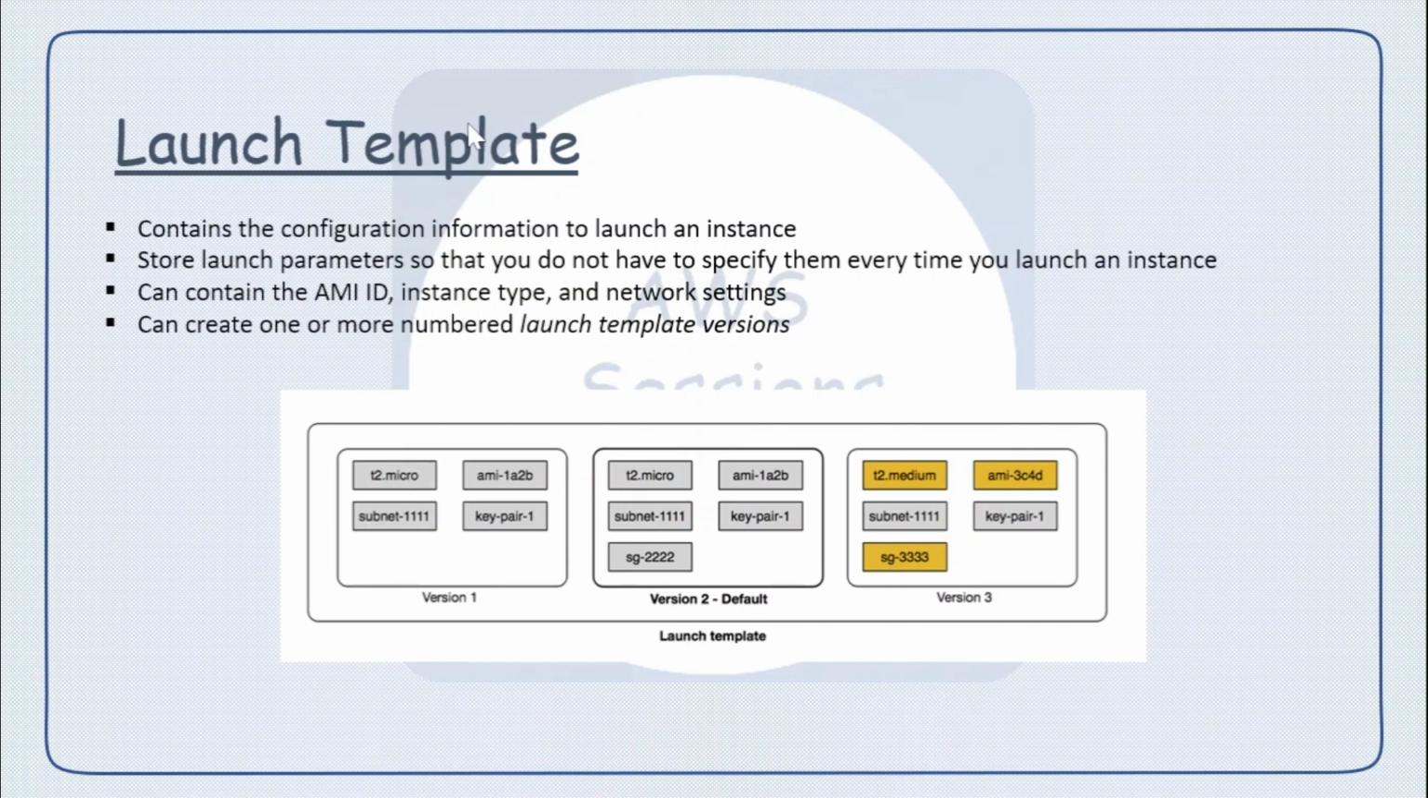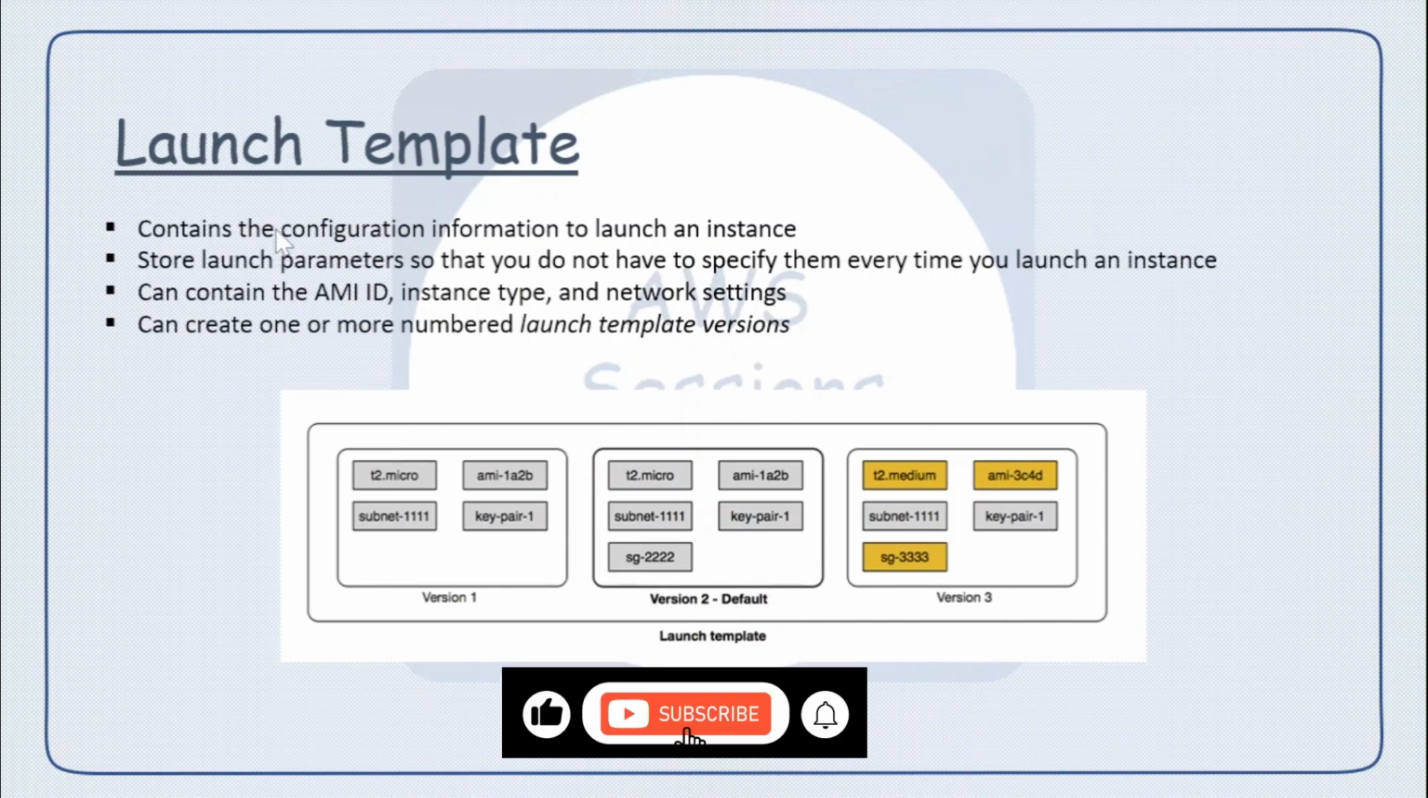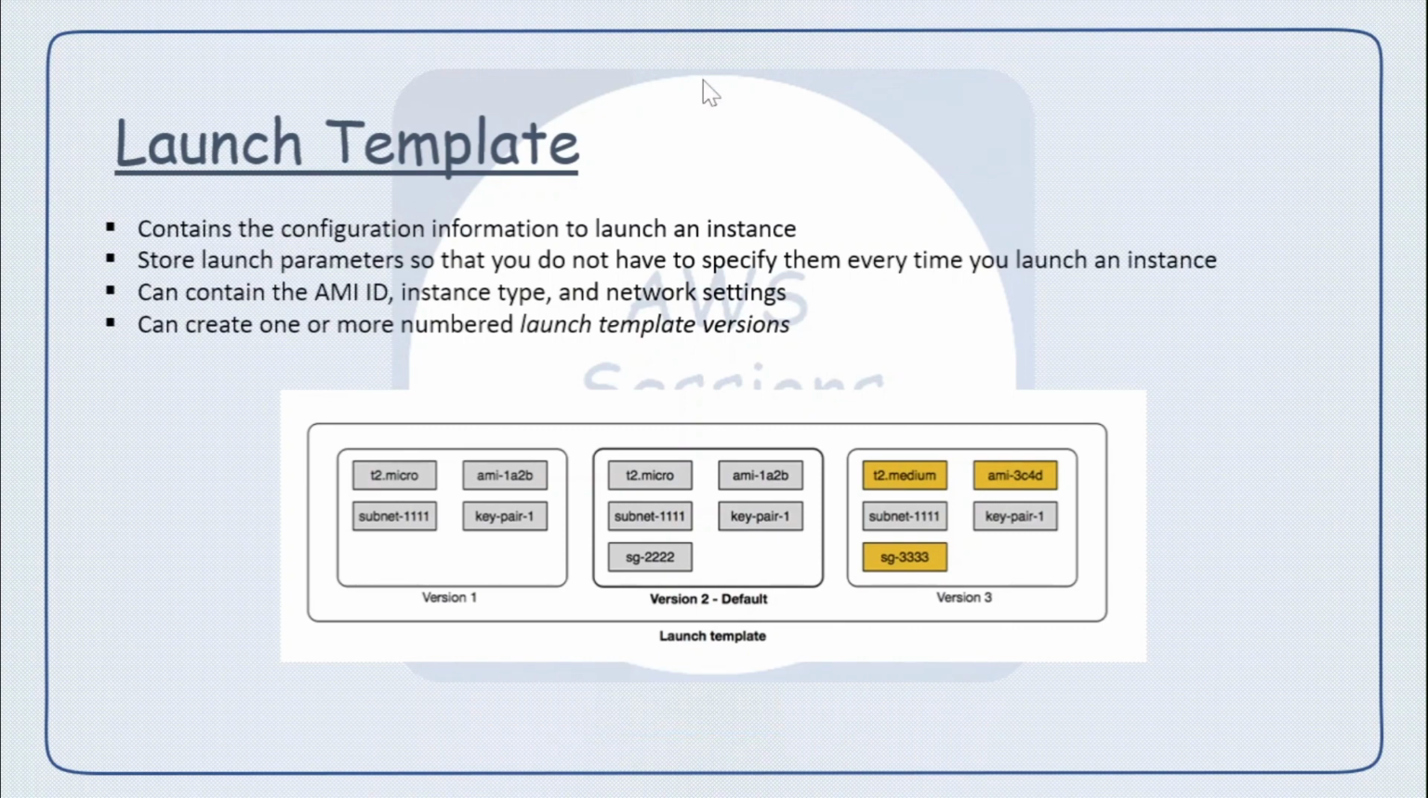So basically, launch templates contain the configuration information to launch an instance. Suppose while launching an instance, we need to give multiple inputs such as what AMI to use, what security group, subnet, etc. So we can have all this configuration stored in the form of a template, and we can call it a launch template. So with a launch template, you do not have to feed in all the information every time. You can use that template and create instances.